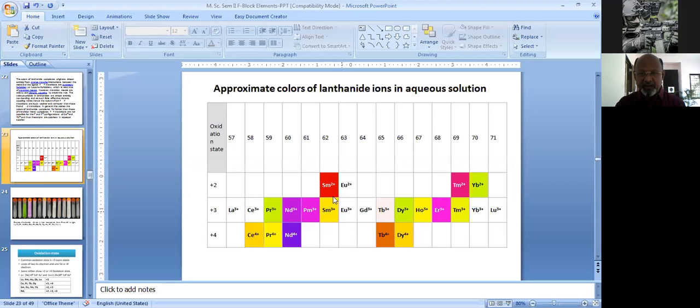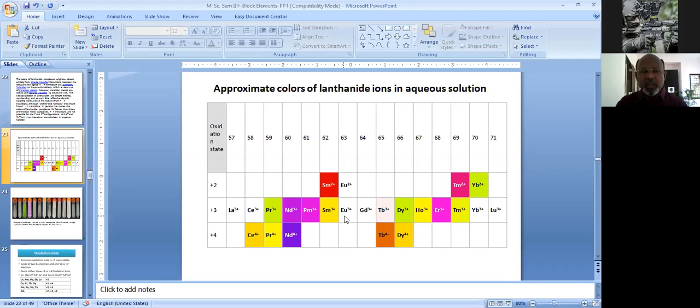Here it is revealed that samarium, atomic number 62, having +2 oxidation state is red in color, while the same element in higher oxidation state, that is +3 oxidation state, is yellow in color. So the same element displays two radically different colors in lower and in higher oxidation state. In lower oxidation state it shows a red color, and in higher oxidation state, that is +3, it shows yellow color, while europium is colorless.